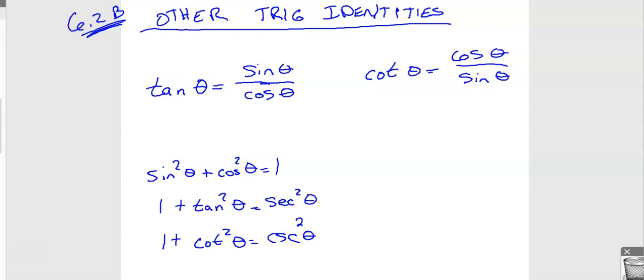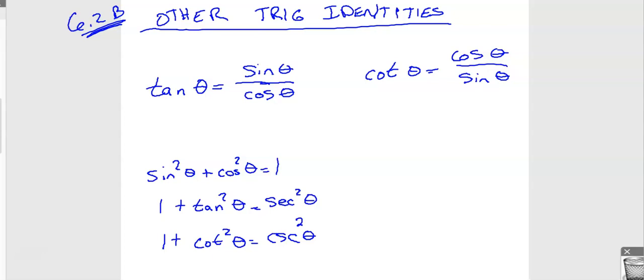So here we have tangent. The definition of tangent is sine over cosine. And some of you might say, well, I thought tangent was opposite over adjacent. Well, it is on a right triangle, but in general, if you take the sine divided by the cosine, that will give you the tangent. And then cotangent would obviously be cosine over sine.